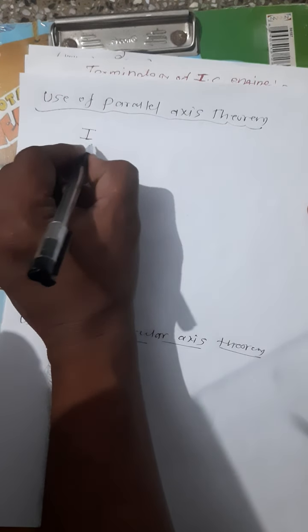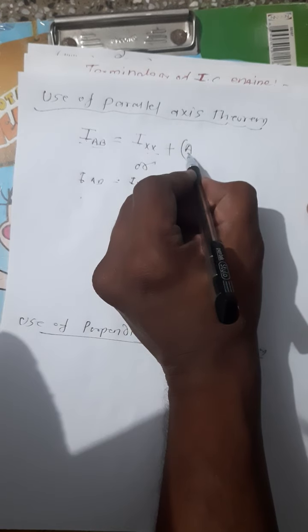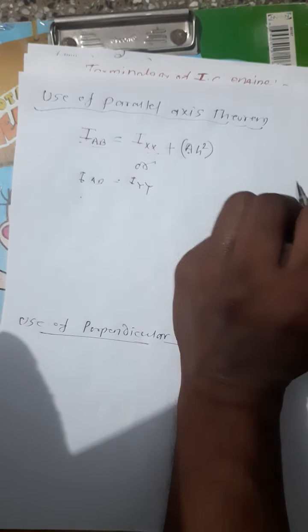So see, parallel axis theorem means moment of inertia about any reference axis of a particular object. We'll see later with an example how it is. I means moment of inertia, AB means any axis. So moment of inertia about xx or moment of inertia about yy. You know very well we have a body, and that body has xx or yy axis. So this is the moment of inertia about x axis plus the product of area into height square.